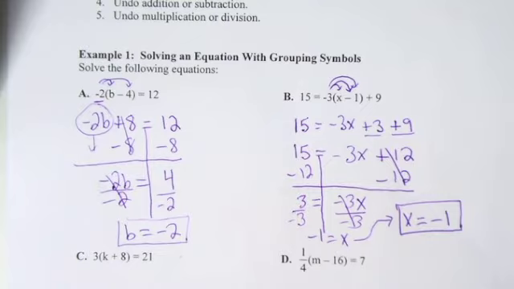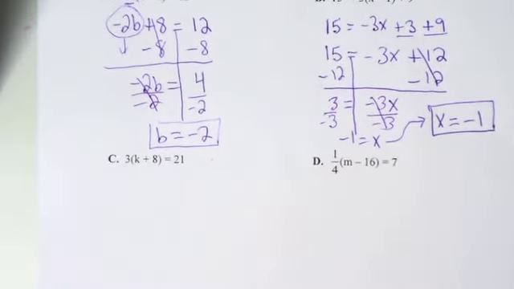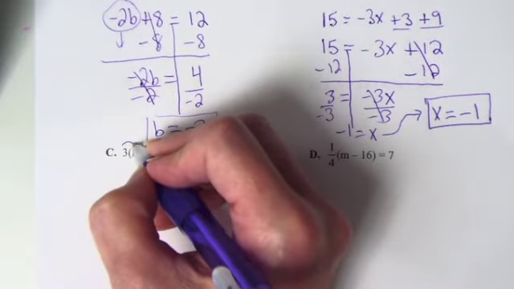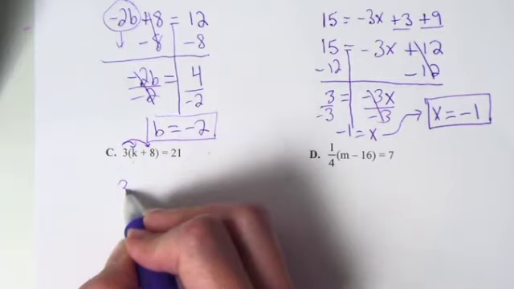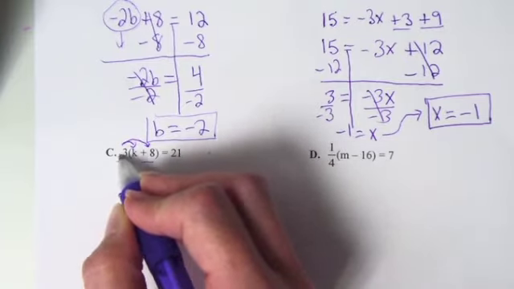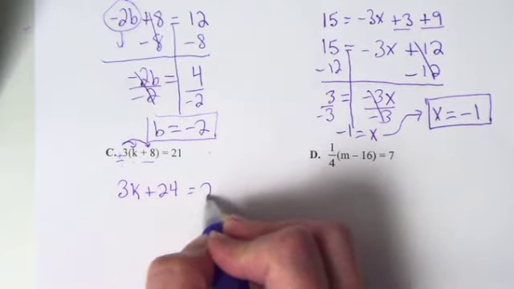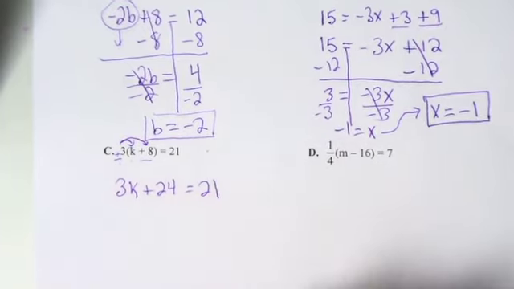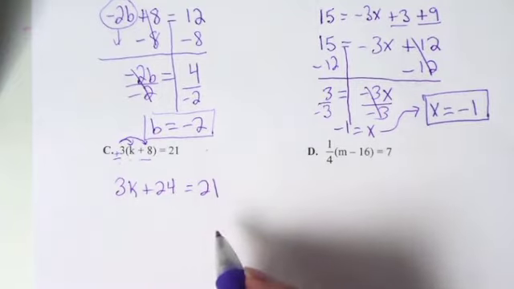All right, let's keep moving on. We have letter C. Okay, letter C, we have 3 times k and 3 times 8. So we're going to take 3 times k, we get 3k. 3 times +8 gives us a +24 equals 21. All right, we don't have any like terms to combine.